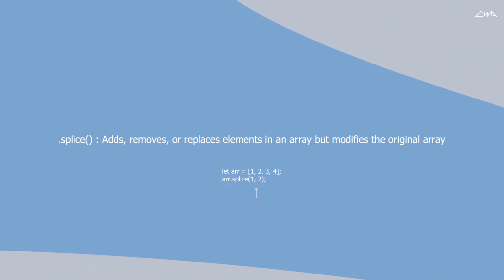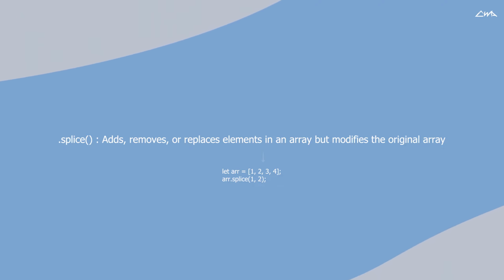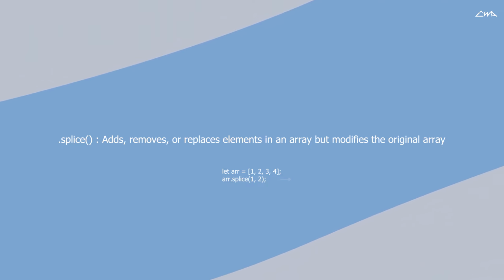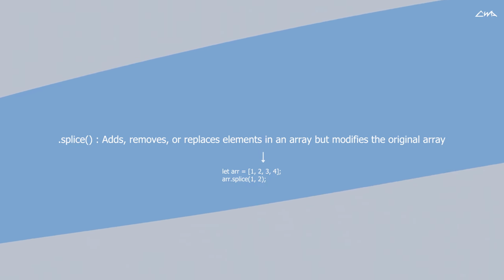Over here, we have 1, 2 in the function. So 1 is the index where 2 elements have to be removed, and 2 is obviously the number of elements that need to be removed from the index. Therefore, the new array is 1, 4 because 2 elements have been removed starting from index 1. Let's look at more examples of splice.